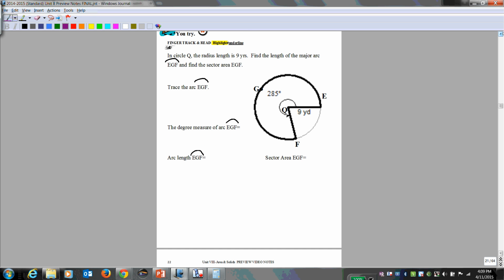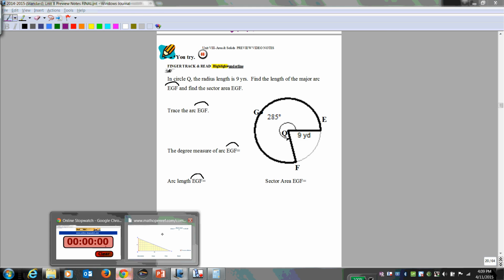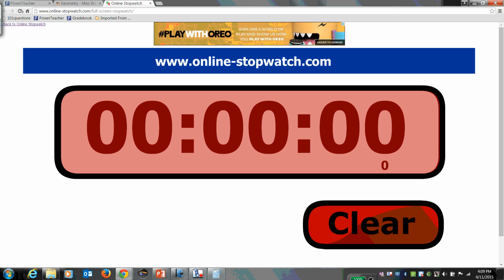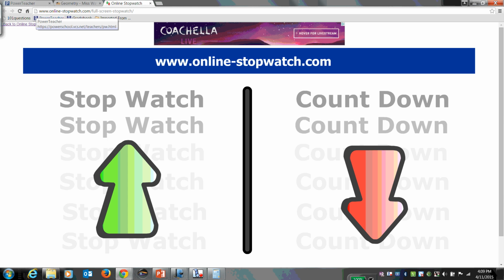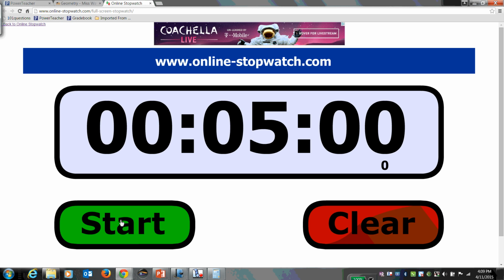So what I want you to do is do this page, try to do it completely on your own. I'm going to set the timer for 5 minutes. If you finish early, go ahead and zoom through the video until you hit the end of 5 minutes. But I want you to finish this page on your own in 5 minutes. Go.